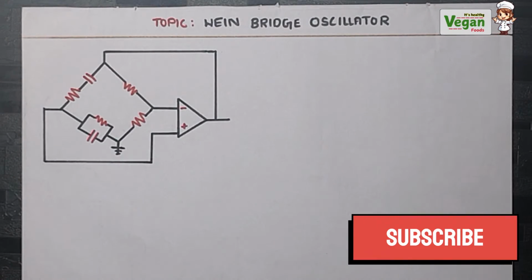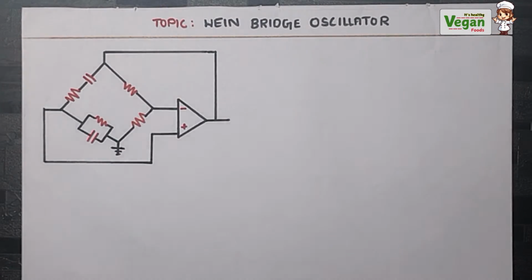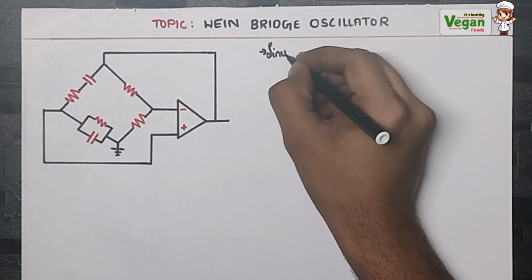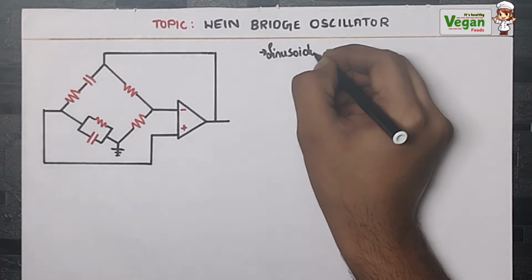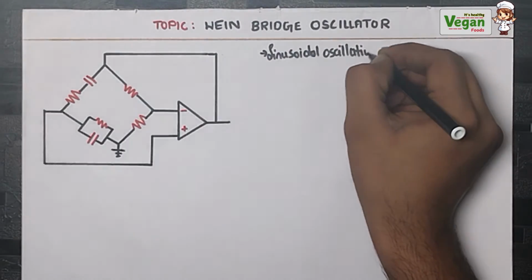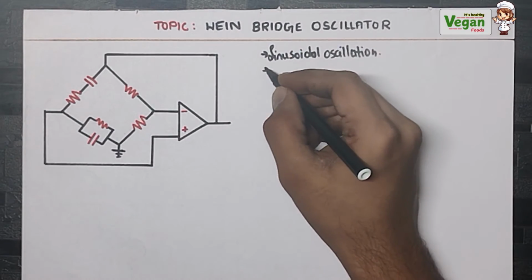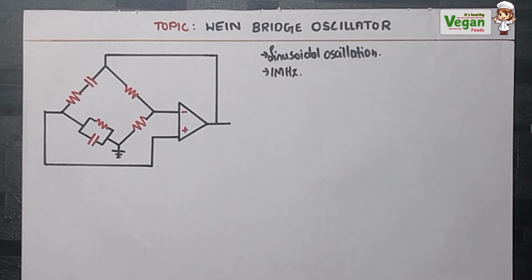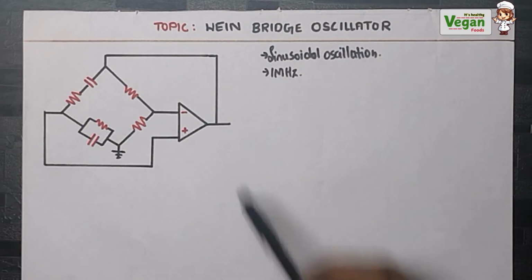So this Wein bridge oscillator will produce sinusoidal oscillation. It will produce oscillations up to 1 megahertz, that is the audio frequency range. So we have the circuit.